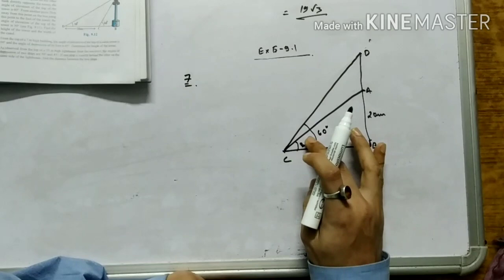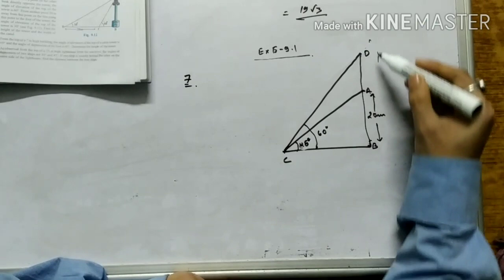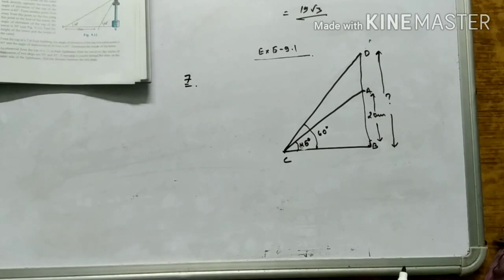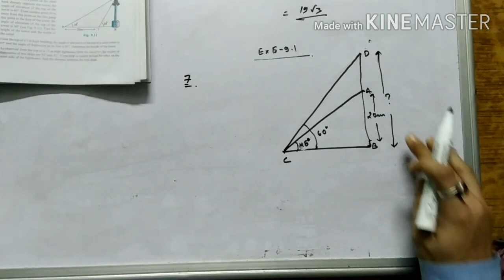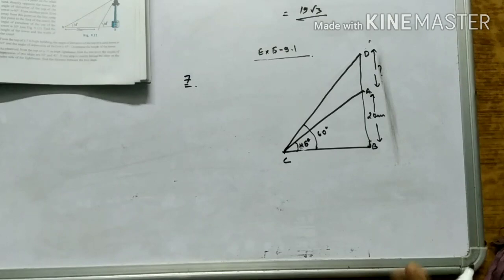This is 45 degrees. And what I have to find here? Find the height of the tower. I have to find the height of the tower. That means DA I have to find here. The height of the transmission tower, this height I need. Okay, so no problem there.